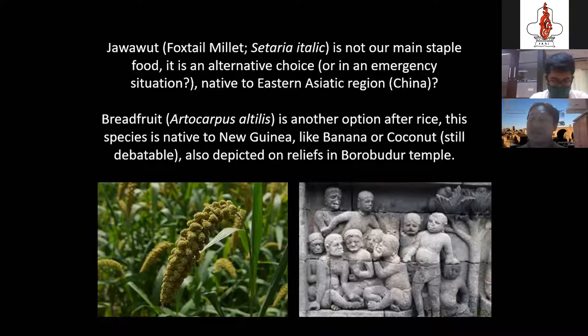This species is another option after rice. It is native to New Guinea, like banana. Banana is native to New Guinea because we can find many kinds of banana in New Guinea. Also, some scientists say that coconut is also native to that place, but it is still debatable. I do not want to talk in detail about banana and coconut because it's another topic.